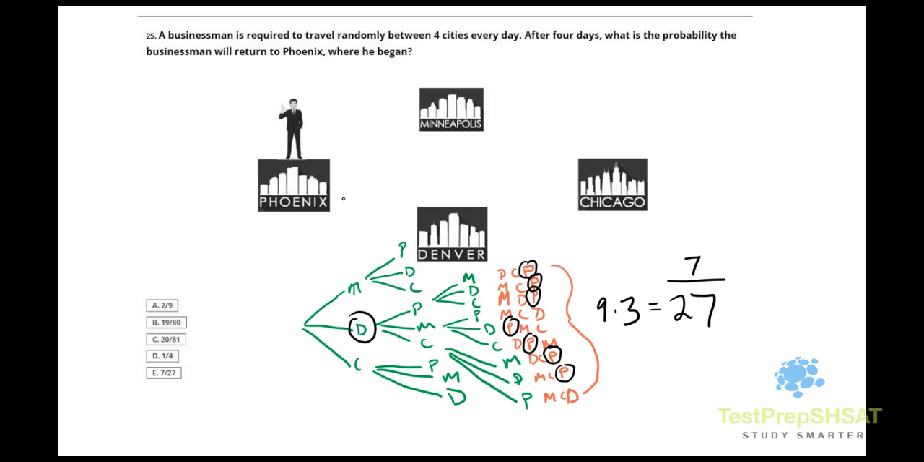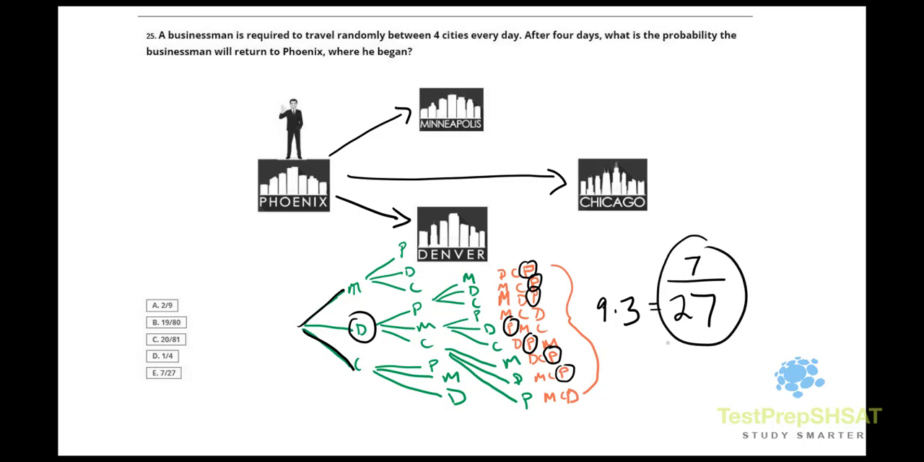But he didn't have to go the middle branch toward Denver. He could have gone to Minneapolis or Chicago, each of the other 2 branches along our tree. The outcomes for each branch would be exactly the same. They would also be 7/27's probability, which means in all, our probability of returning to Phoenix after 4 days is 7/27.